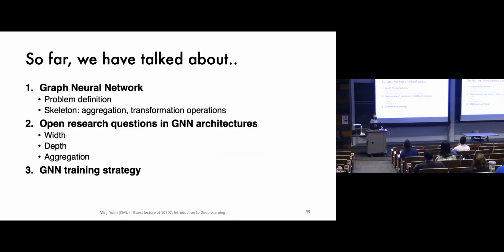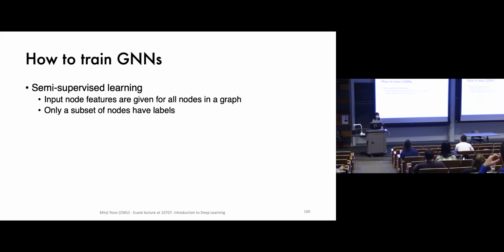So far we talked about the open research questions in GNN architecture. How can we decide the architecture of a GNN? And the next question: after we get a proper architecture of GNN, the next thing we need to solve is how we're going to train it. The most common way to train GNN is semi-supervised learning. The input attributes are all given, so for all nodes, and only a subset of nodes are labeled. This is the most common scenario to train GNN.